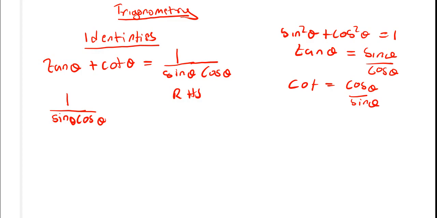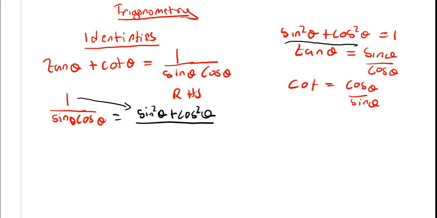Okay, so where we see 1, I can easily say it is equivalent to sine squared of theta plus cos squared of theta, because this is the Pythagorean identity, and we are saying sine squared of theta plus cos squared of theta is equal to 1. Meaning where I see 1, I can easily replace it with sine squared of theta plus cos squared of theta. Then this is divided by, we can still maintain the red color, sine theta cos theta.